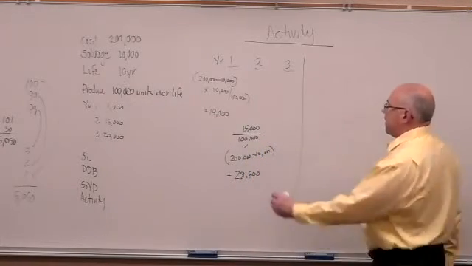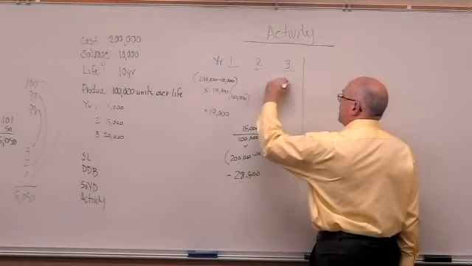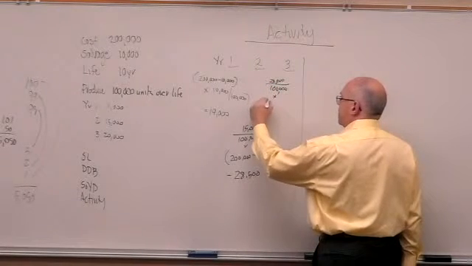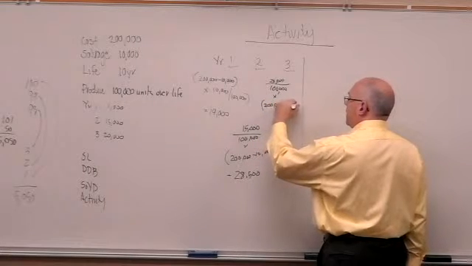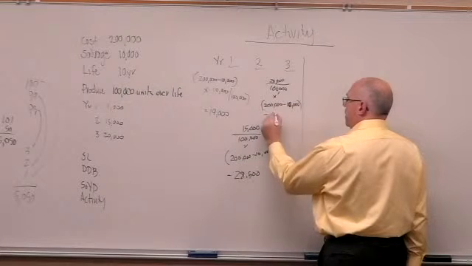And in year 3, we have 20,000 over 100,000 times 200,000 minus 10,000 equals 38.